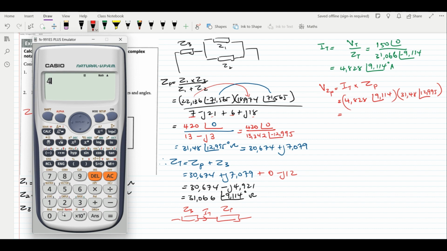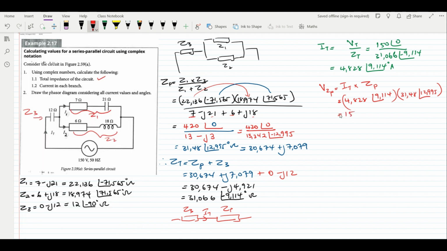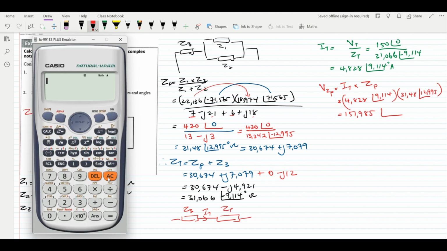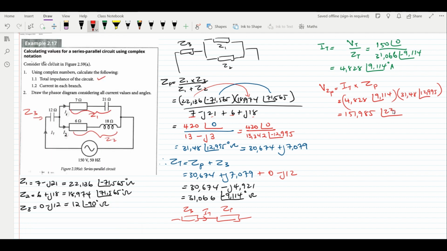Now, we punch that in our calculator. We have 4.828 multiplied by 31.48. We want to have such a big number, 151.985 at an angle of, we're going to add our angles, 9.114 plus 12.995, and what we get, 22.109 degrees volts.